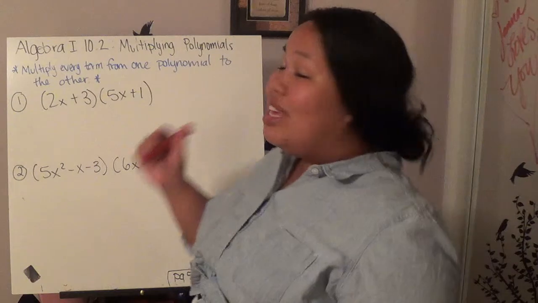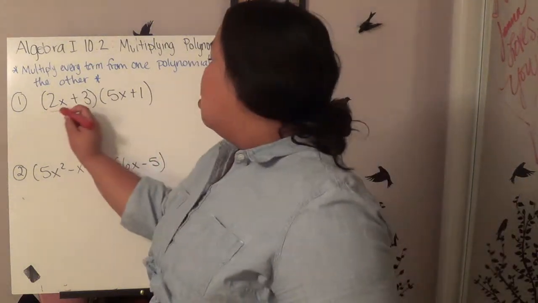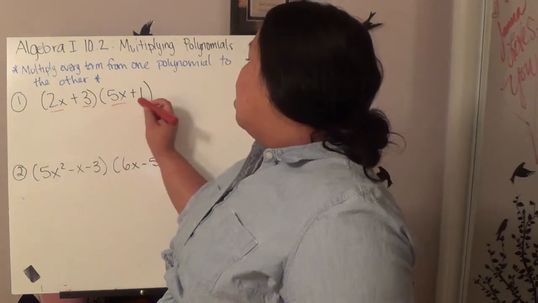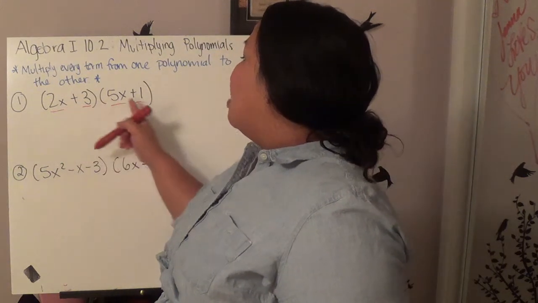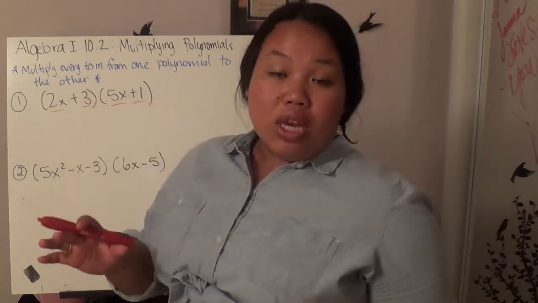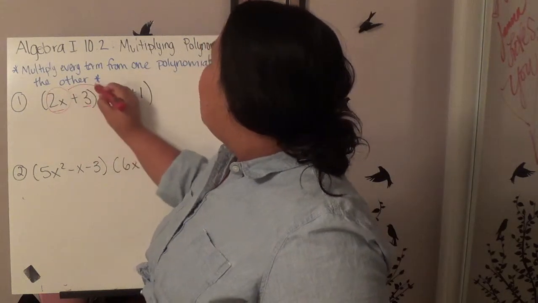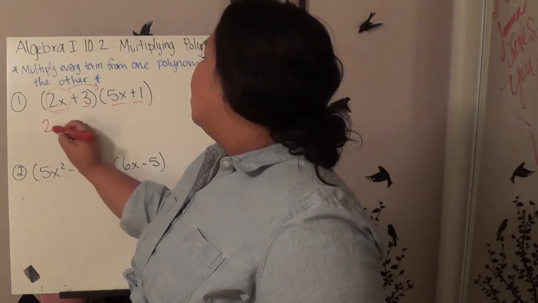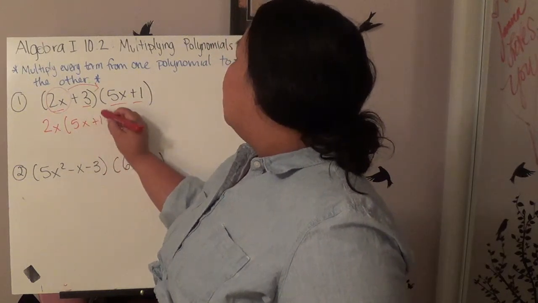So the term is anything split up between a plus or a minus. So this is a term, this is a term, this is a term, and this is a term. So what I'm going to do is I'm going to take this term and I'm going to apply it to this whole thing. It's like distributing, but distributing every term from here. So I'm going to take this and I'm going to multiply it to everything. So it's going to look like this, 2x, and I'm going to multiply it by 5x plus 1.